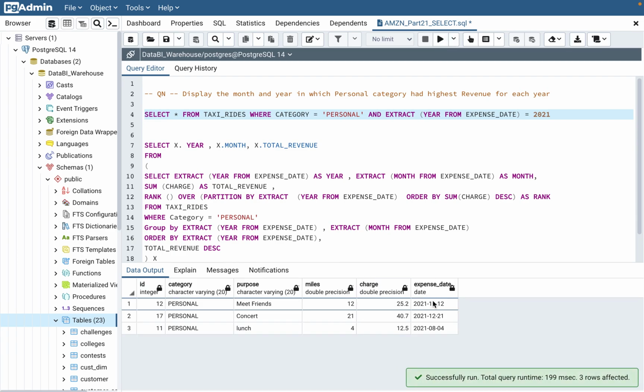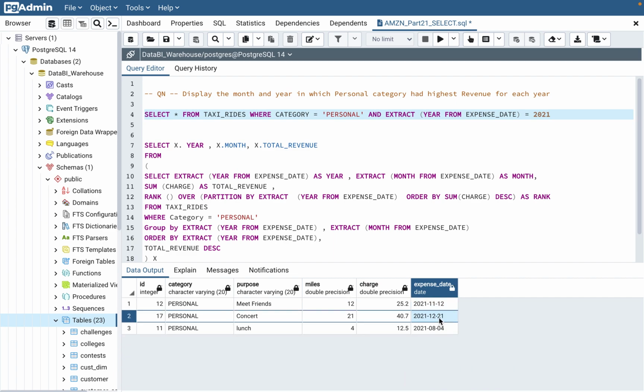Similarly, if we see 2021, you have 12, 12, 11, and 8. So different months. Out of this, where was the highest revenue? 40.7. So month 12 is the highest for 2021. So basically, these are our answers.